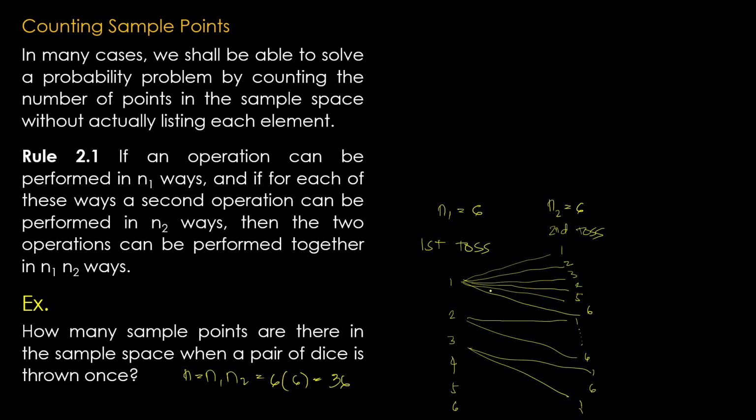This is 36. Or if you are to write them, you have 1,1, 1,2, 1,3, so on and so forth. Then 2,1, 2,2, 2,3, so on and so forth. The total of those is equal to 36 again. Got it? In order to escape the tedious process of writing all the outcomes, you just multiply those. So n1 times n2 is 6 times 6, that is 36.